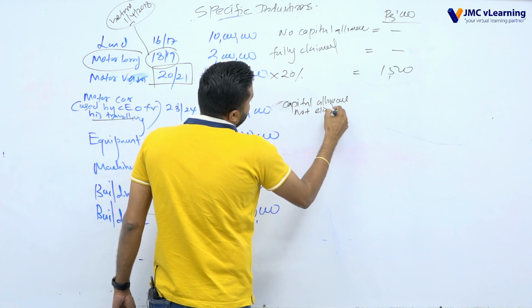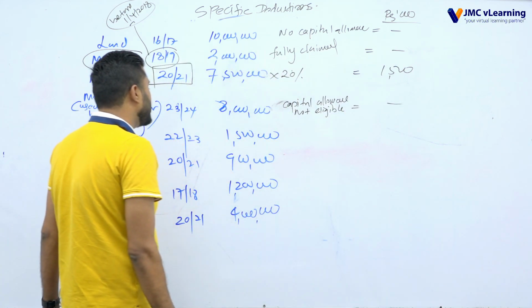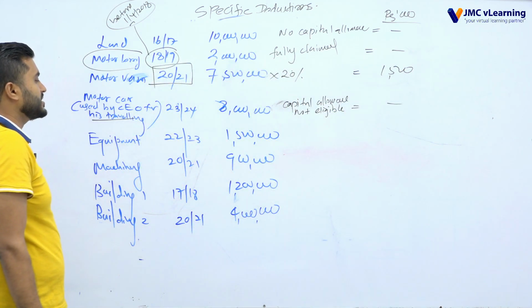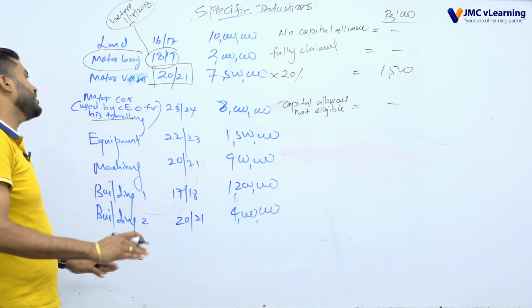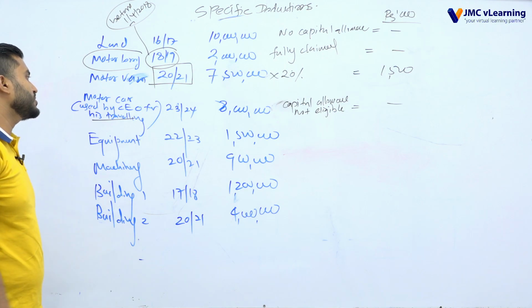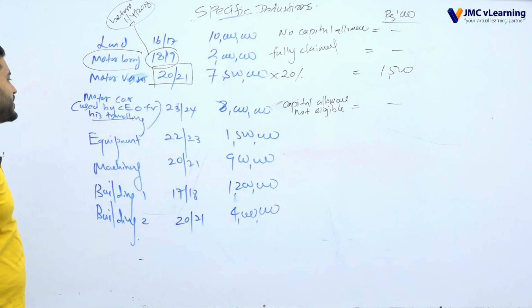Why? Because to be eligible for the capital allowance, it should be a depreciable asset. This is not depreciable because it is used for traveling purposes. So if any asset is used for another purpose, a personal purpose, the traveling purpose, then you cannot take the capital allowance because that does not come under the scope of a depreciable asset.